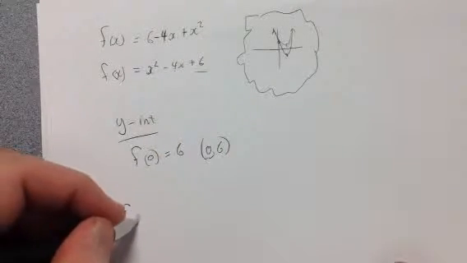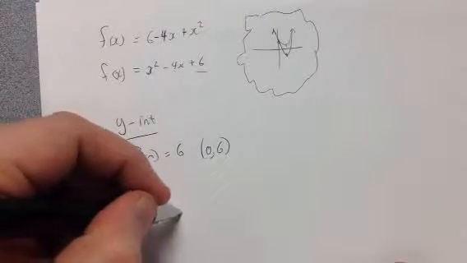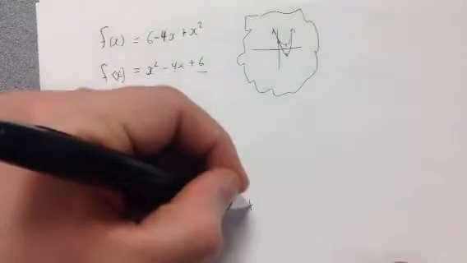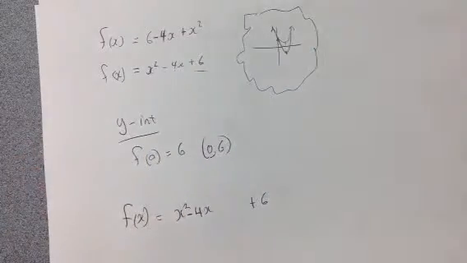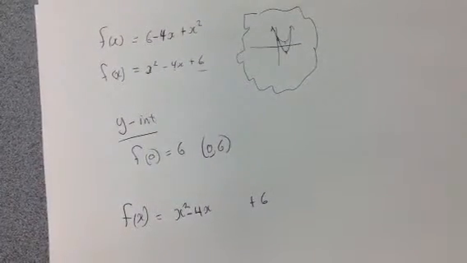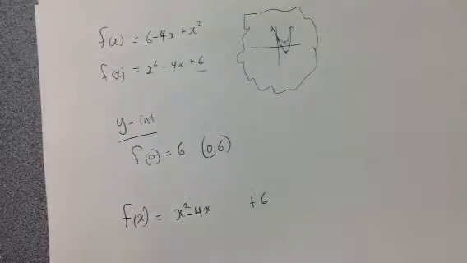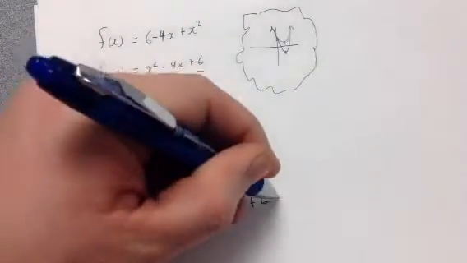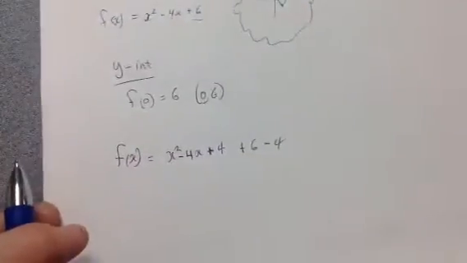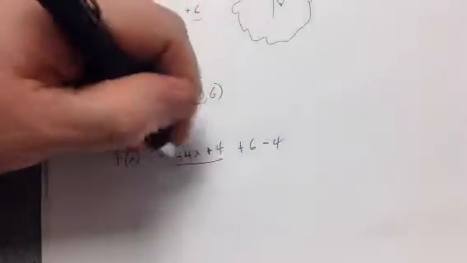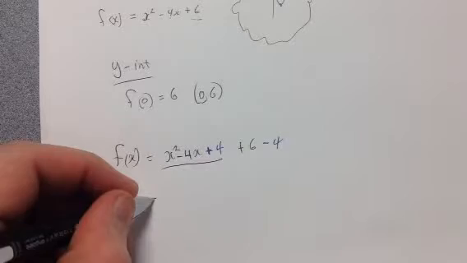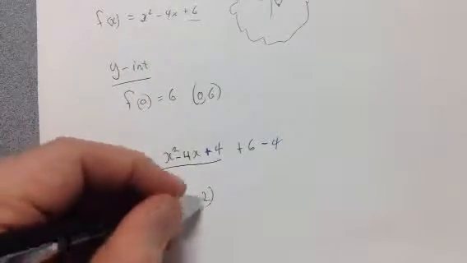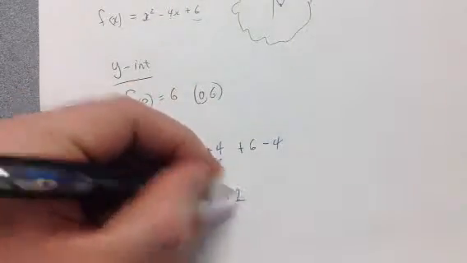So we're going to go f of x equals x squared minus 4x. I'm going to kick out the 6, and I'm going to put in the number half of 4 squared, which is 4. So I'm going to add 4, and I'm going to take away 4. So by design, this is now factorable. If I were to factor it out, I would see x minus 2 times x minus 2, or x minus 2 squared, and then 6 minus 4 is 2.